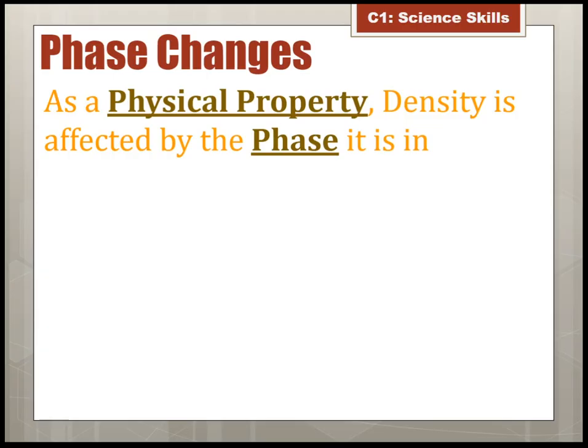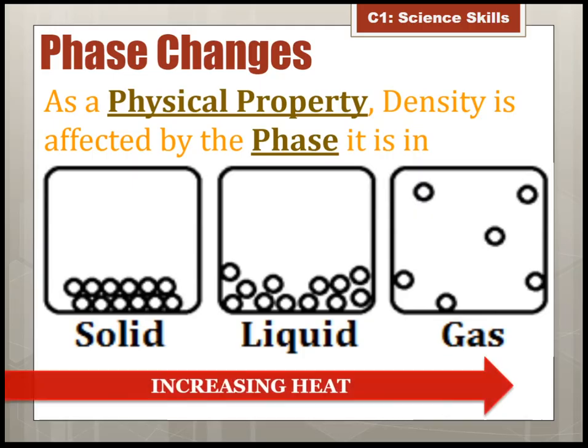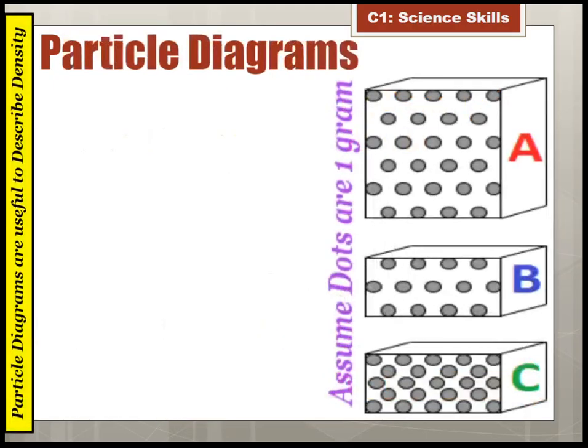As a physical property, density is affected by the phase it is in: solid, liquid, and gas. As it gets hotter, the density tends to get less. Again, except for water. Water is weird. We'll talk about that later.